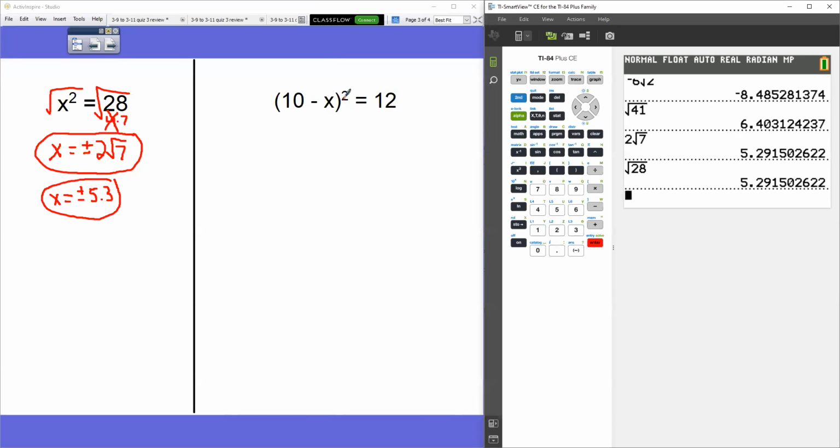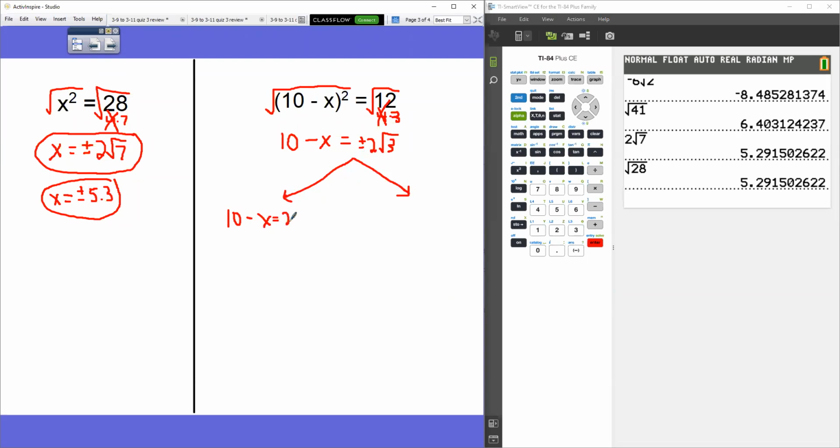So the first thing that we want to do is get rid of the squared. So we want to take the square root and take the square root. So when we take the square root, what we're left with over here is 10 minus x. And then we have the square root of 12. The square root of 12 is not a perfect square, but 12 can be broken down to be 4 times 3. So 4 is a perfect square. Cross off the 4, bring out the 2. So we have 2 square root of 3. So 2 radical 3. Now that you have the plus or minus there, now we need to split it into 2 separate problems. 10 minus x equals 2 radical 3, and 10 minus x equals negative 2 radical 3.